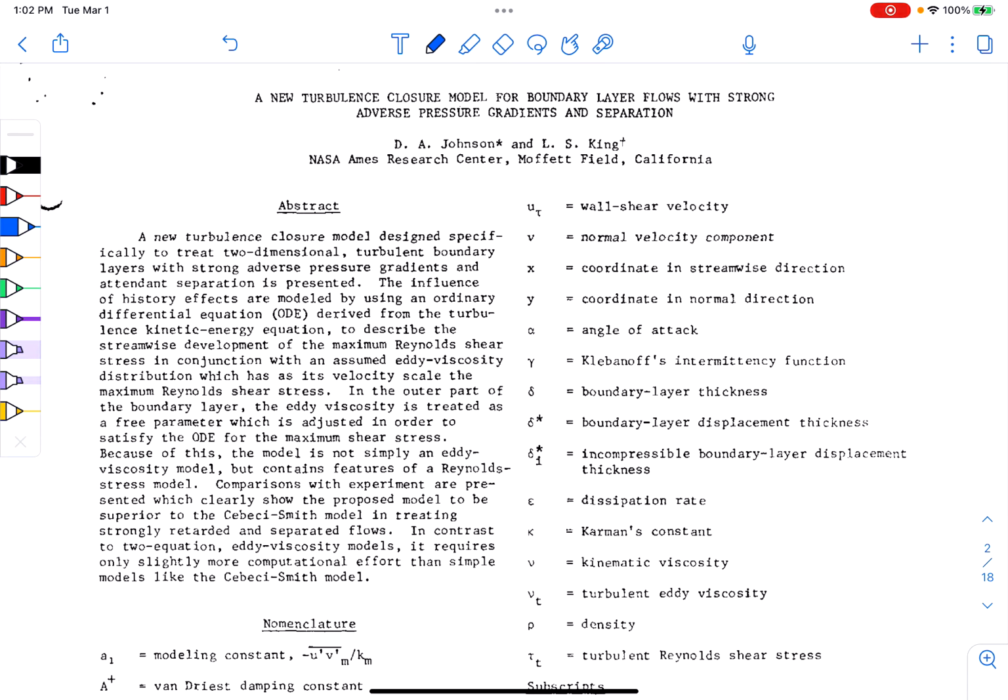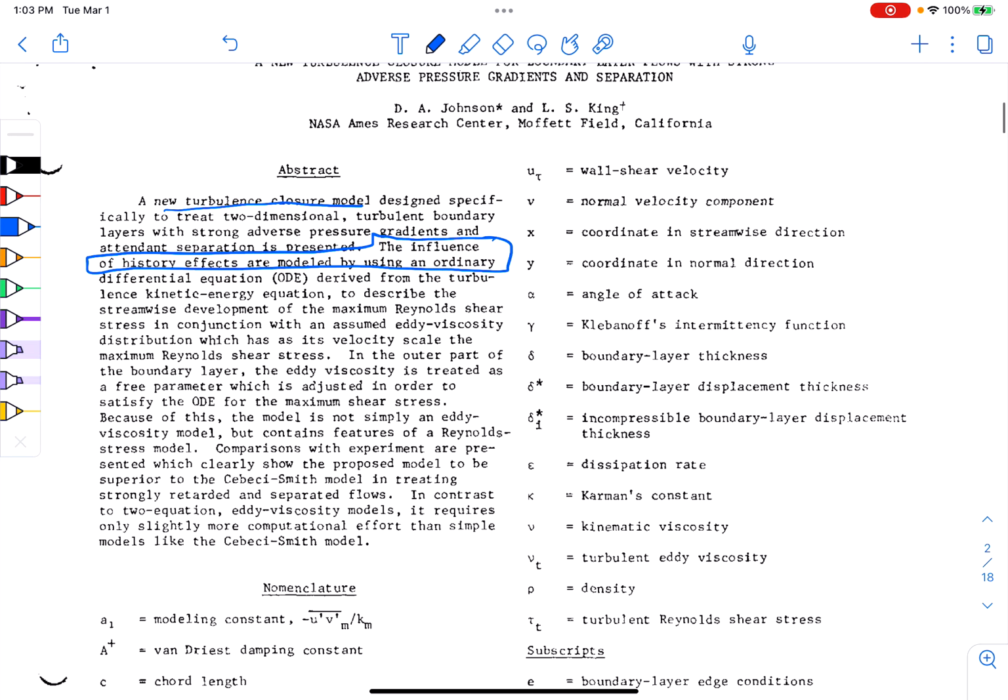And right away they say what they do that's new. A new turbulence closure model that's going to treat and attack the two-dimensional boundary layer problems with strong adverse pressure gradients. And here they say something really important. They talk about the history effects. And in the previous model, there's what we really call a lack of history. That what's happening in the upstream direction is going to really alter things going downstream. They're coupled through an ODE that's tracking this history of turbulence and trying to capture things that are happening non-incrementally, like shocks and walls.